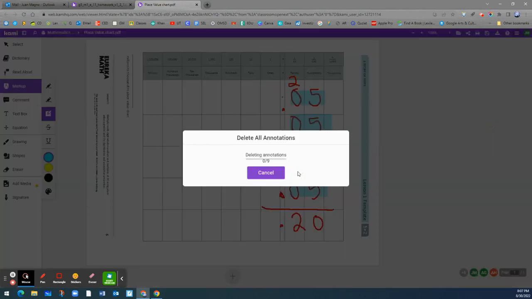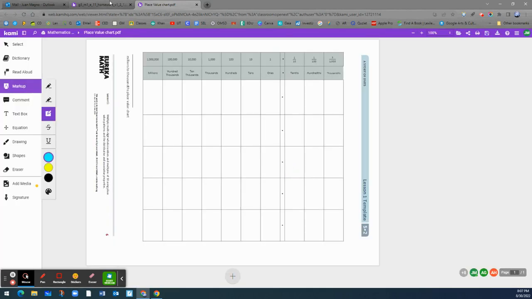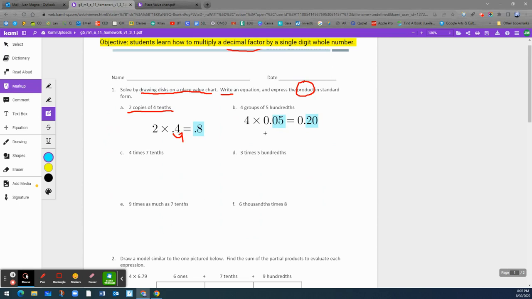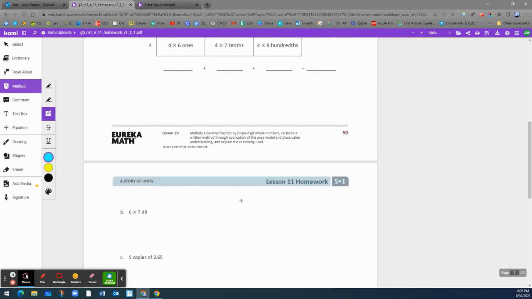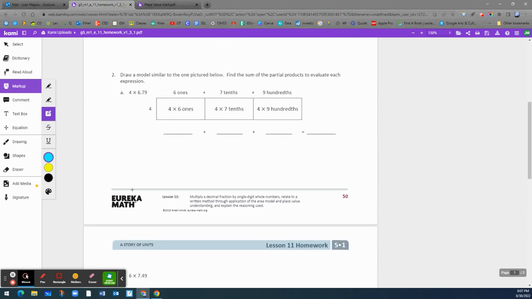Let's delete this and move on to the next one. I think these are pretty much done the same way. Now, let me explain to you this next model. This is draw a model similar to the picture below. So that's what they want us to do.